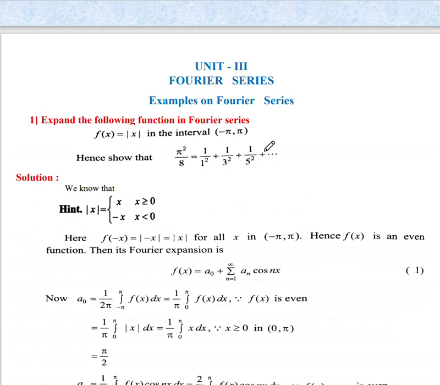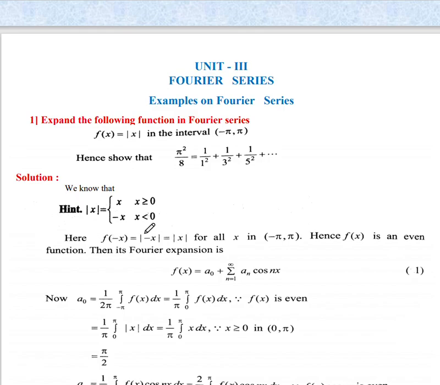We have to write down the Fourier series for this function, and also we have to show that pi square upon 8 equal to this RHS side. Okay, so we will see the solution of this problem.